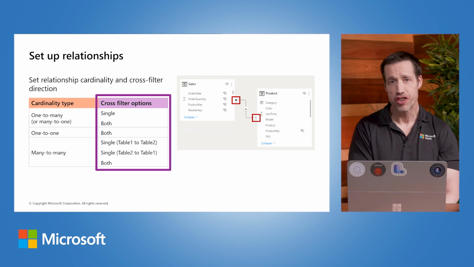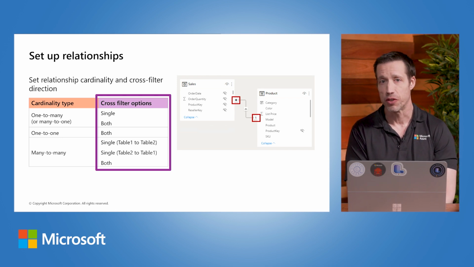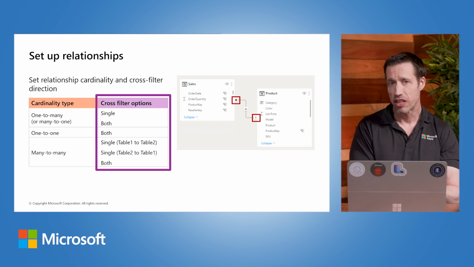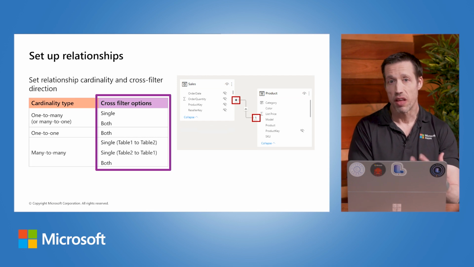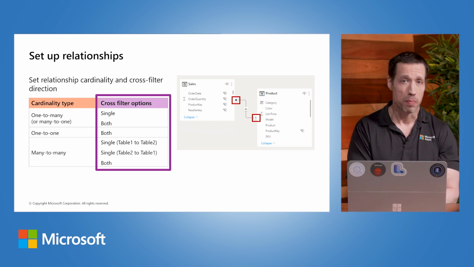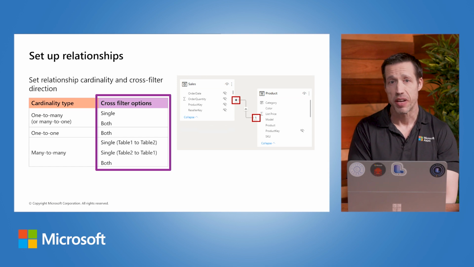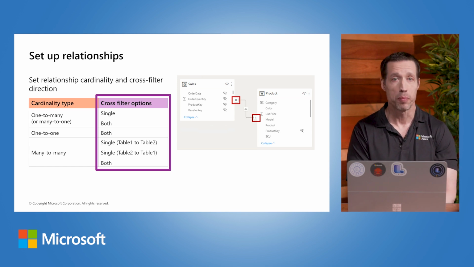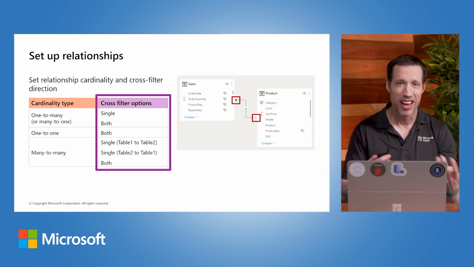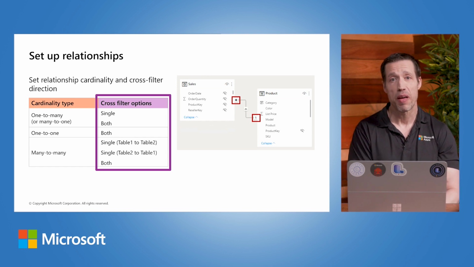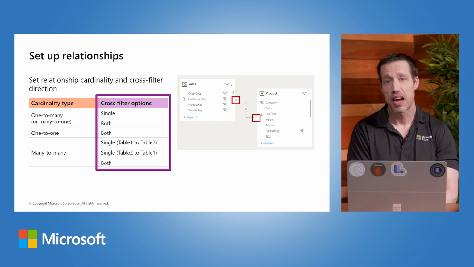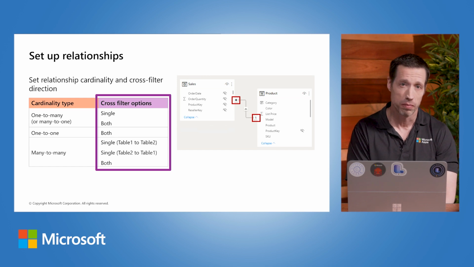Each model relationship is defined with a cross-filter direction. Your setting determines the directions that filters will propagate. The possible cross-filter options are dependent on the cardinality type. Single cross-filter direction means single direction, and both means both directions, kind of like roads. A relationship that filters in both directions is commonly described as bidirectional.